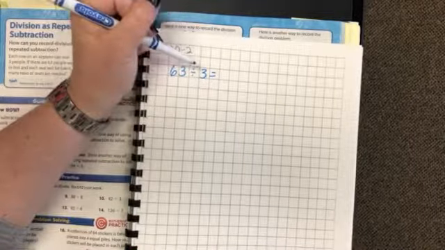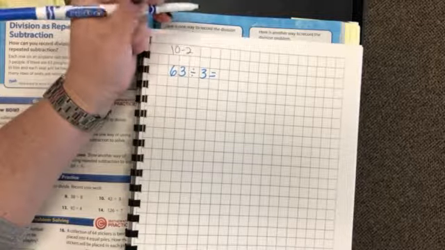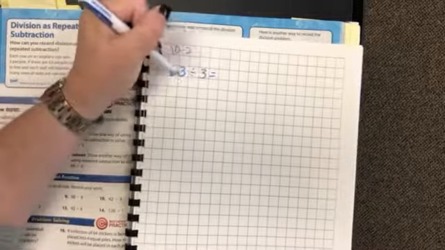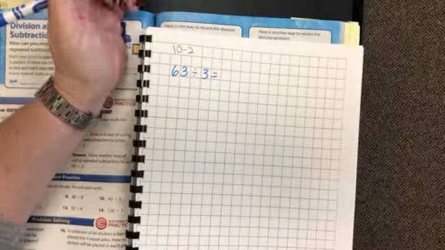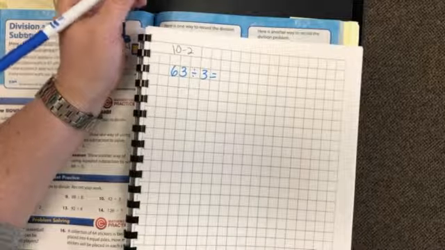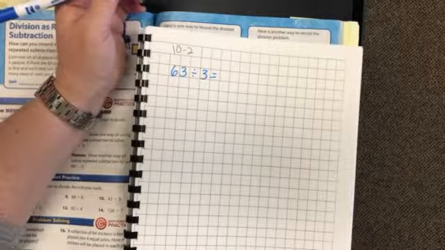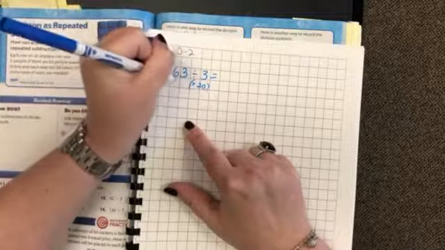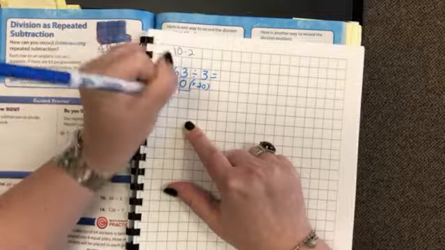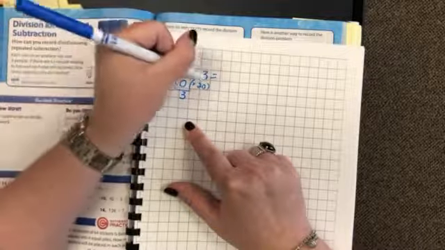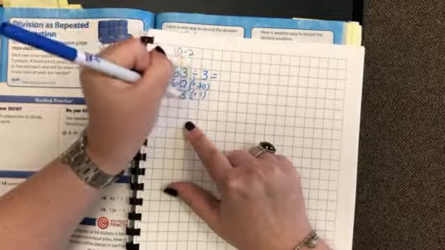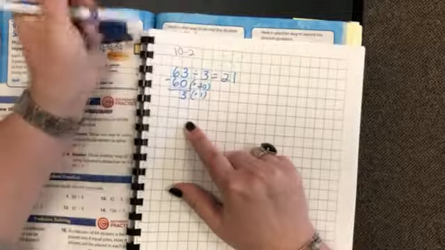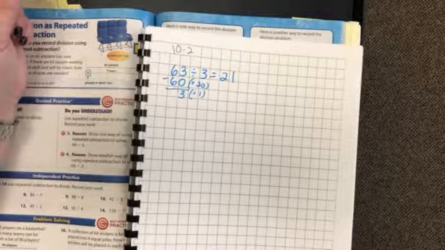First, I ask myself, all right, how can I break this down and make this easier? What times 3 is going to get me close to this? 3 times 10, anything times 10 for this type of stuff is always a great place to start. But in this case, 3 times 10, that's 30. That's way too small. So what if I did 3 times 20? Well, 3 times 20 is 60. 63 minus 60 is 3. 3 times 1 is 3. So if I add up these two right here, 63 divided by 3 is 21.